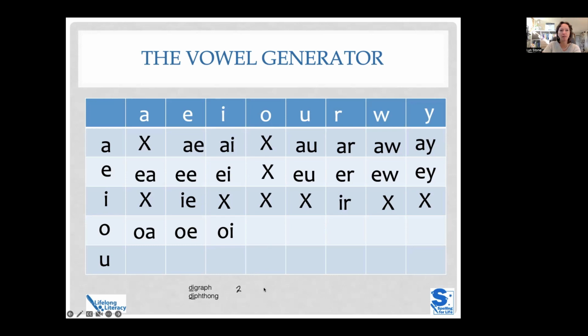So you've got di, meaning 2. So let's do an analytic word sum. Di plus graph gives us digraph, 2 things that are written down. And every single box in here after these lines, this key line and this key row, are digraphs. They are 2 things written down.